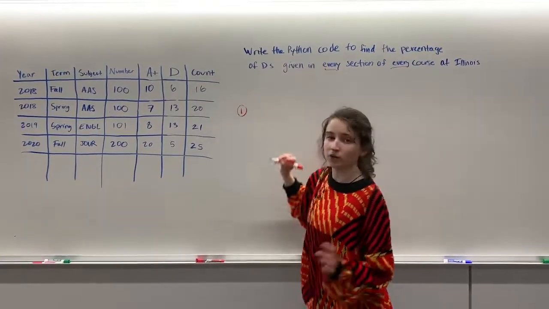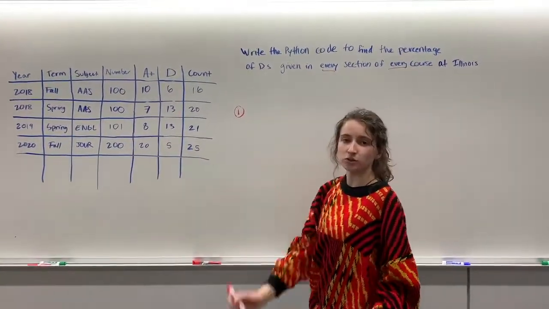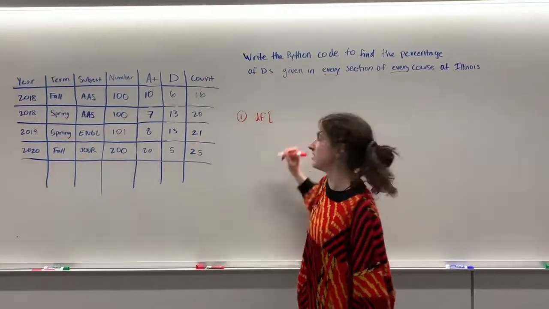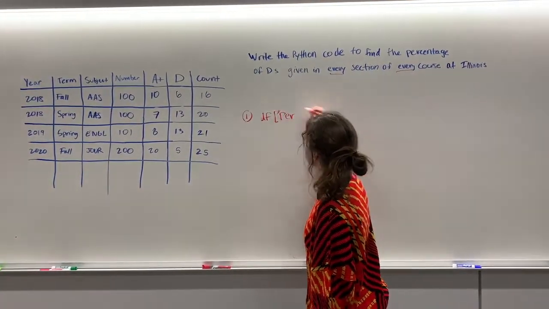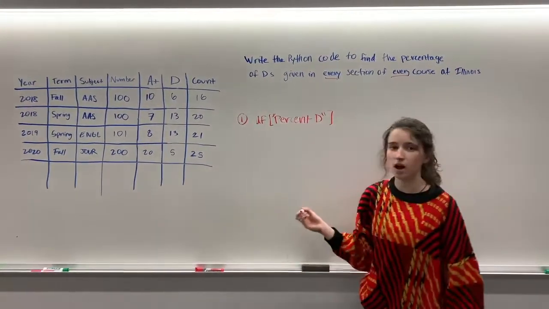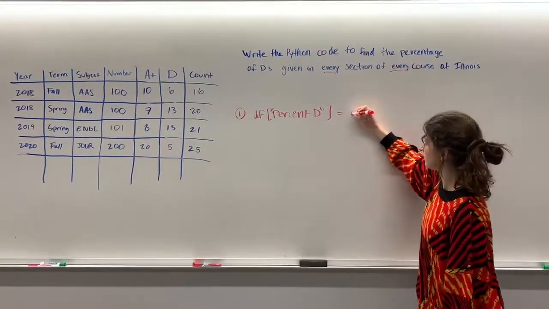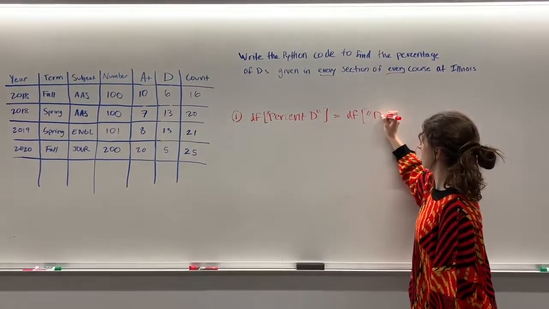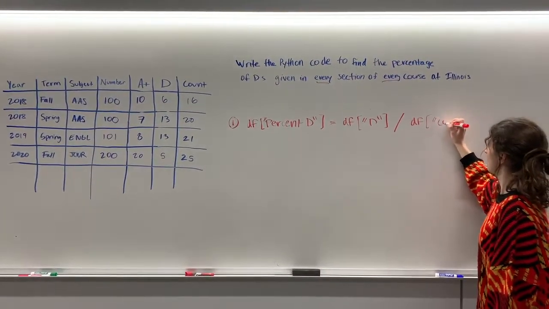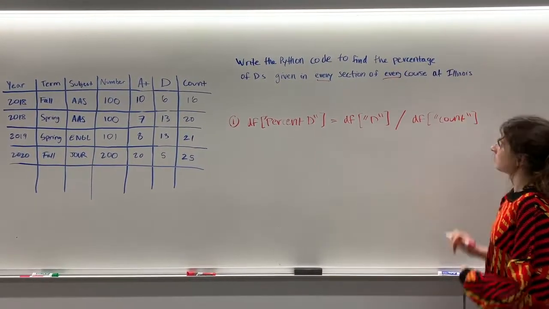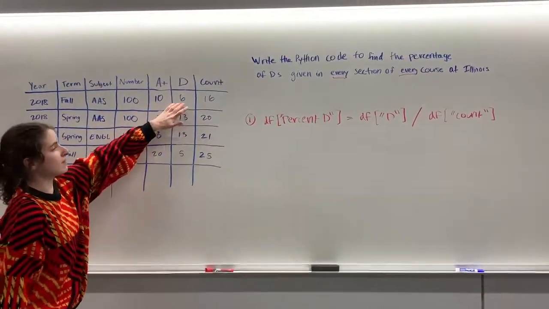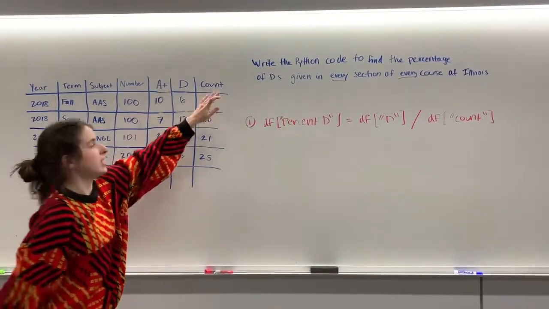So the code that you want to write is, you want to create the column first. The question asks you to create the column called percentage D's. I think it's percent D. Make sure you use quotes, "percent D". You create the column equal to the D column divided by the count column. And so what this does is it runs through every row and divides what you have in the D column by what you have in the count column, and it stores it in a new variable.